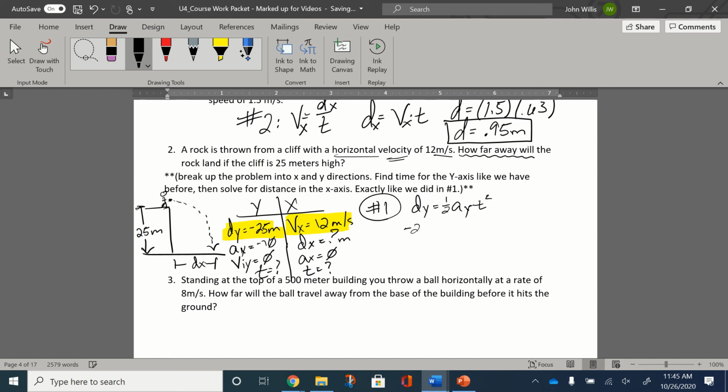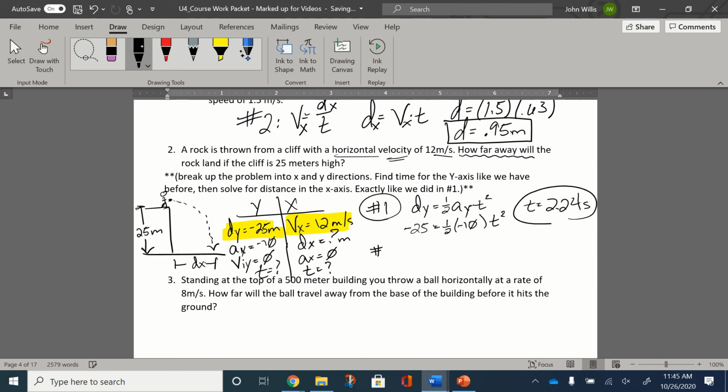So we've got -25 is equal to 1/2 of -10 multiplied by t squared. So 25 multiplied by 2 is 50. We've got 5. The square root of 5 is 2.24 seconds. So my time in the air, 2.24 seconds. I'm not done yet. That's just how long it's allowed to move left and right.